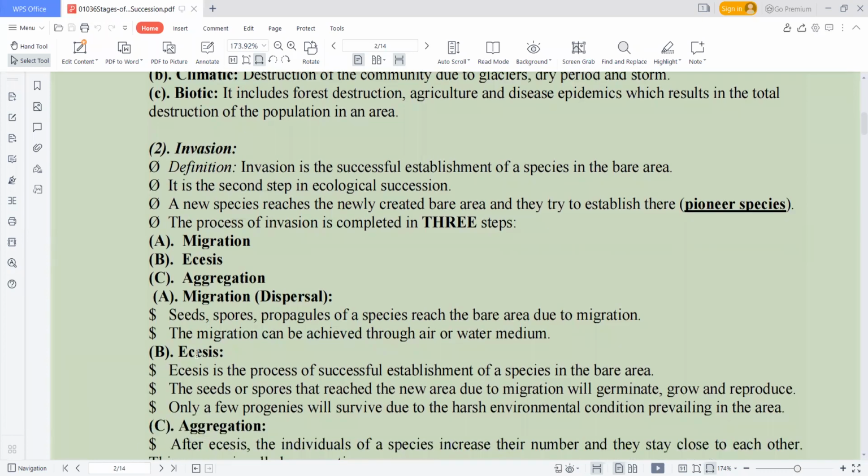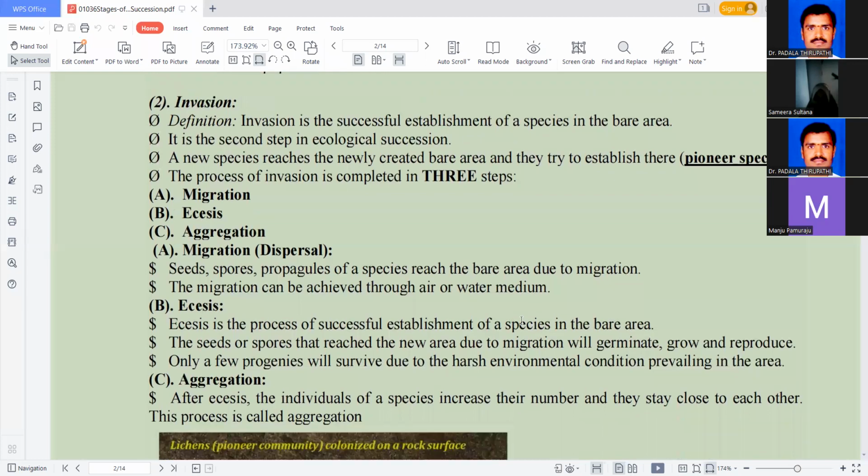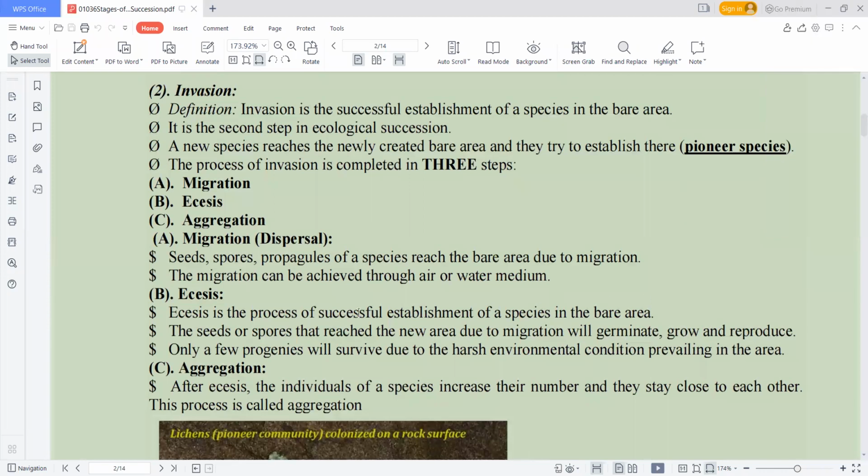The second step is the ecosis. Ecosis is the process of successful establishment of a species in the bare area. They come and start germination. The seeds or spores that reach the new area due to migration will germinate, grow and reproduce. Only a few progenies will survive. All the seeds which reach this area will not survive. Only a few will germinate and survive due to the harsh environmental conditions prevailing in the area.